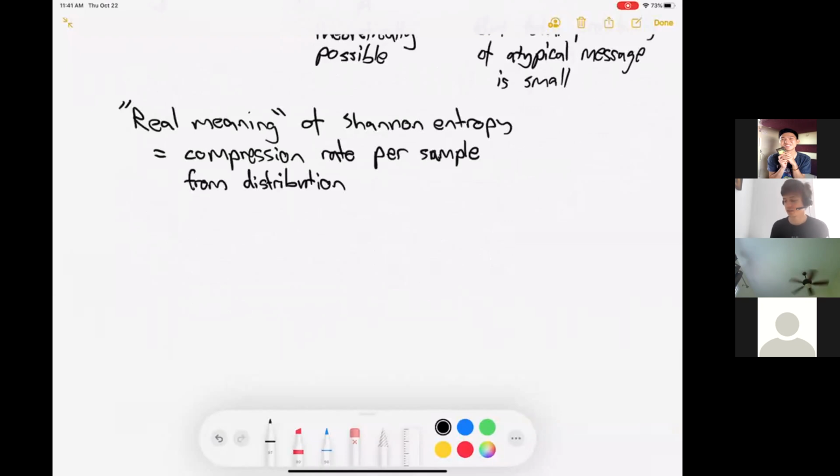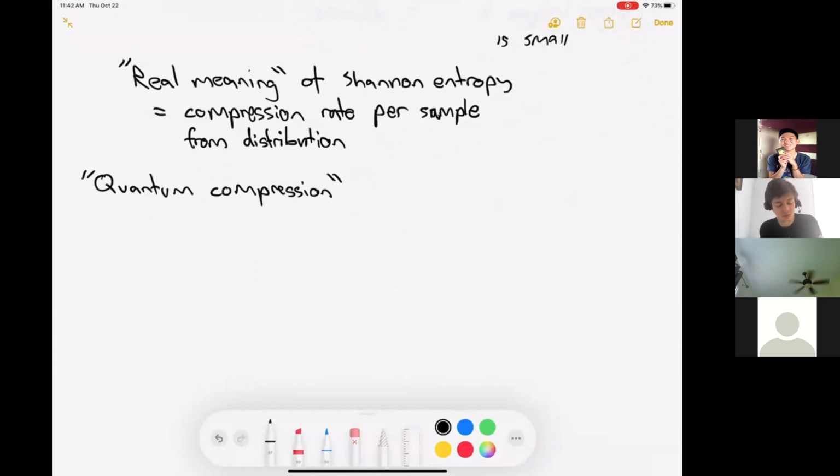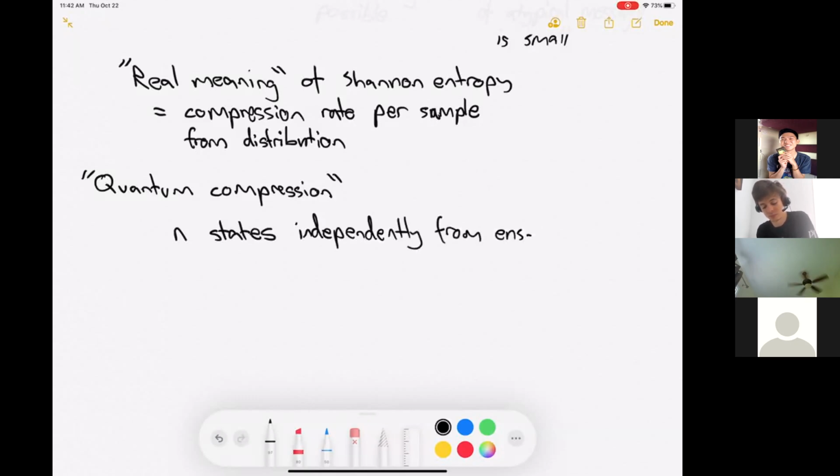Okay, so that's just about classical stuff. This lecture is going to be about quantum Shannon theory. So let's talk about what the quantum analogous thing would be. In this case, we want to imagine choosing n states independently from some ensemble where we choose the state psi_i with probability p_i. And these are not necessarily orthonormal.